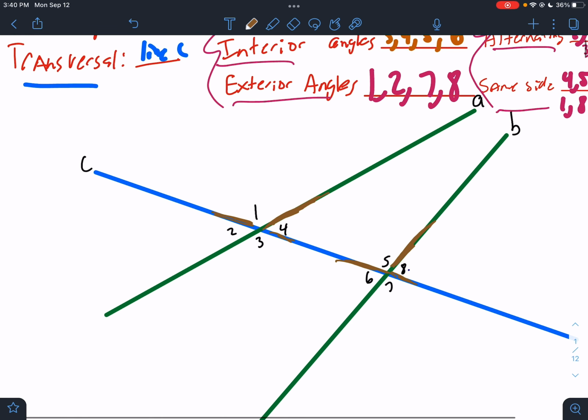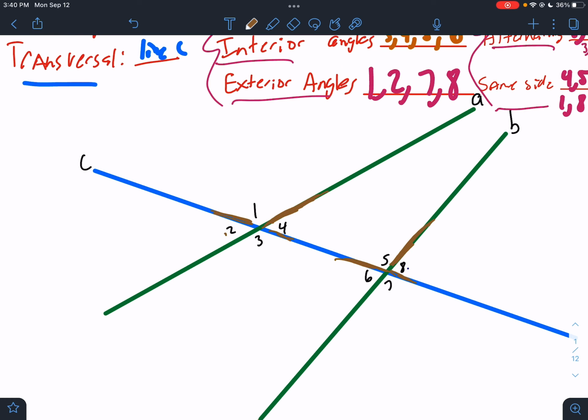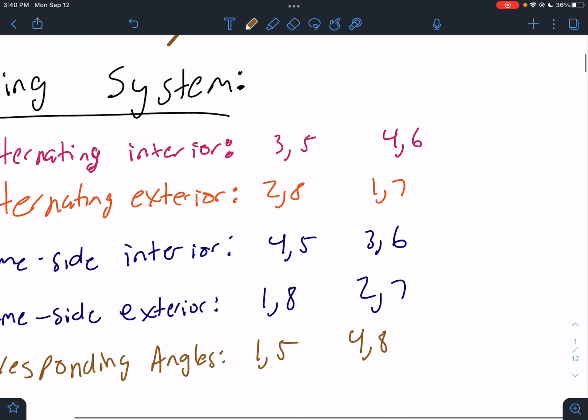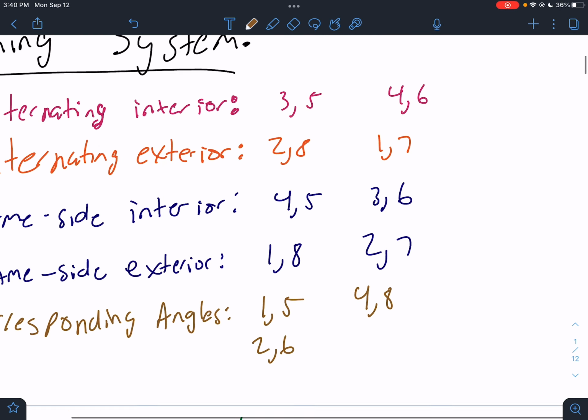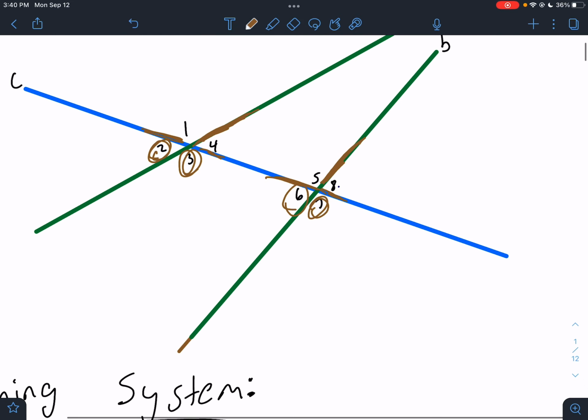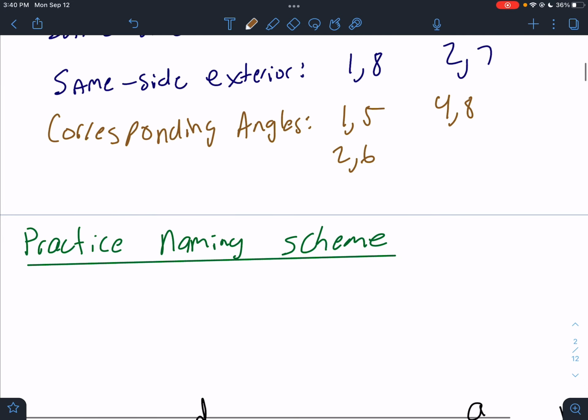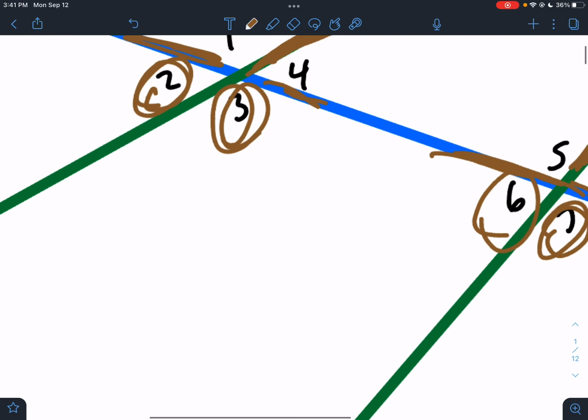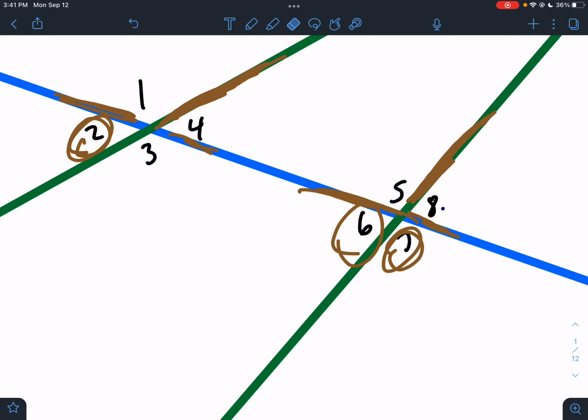And then I'll go quickly through the other ones. Above green, left of blue, above green, left of blue: 2 and 6. And then below green, left of blue, below green, left of blue, or to the right of green, however you want to think about it: 3 and 7. So those are my corresponding angles for this situation here.